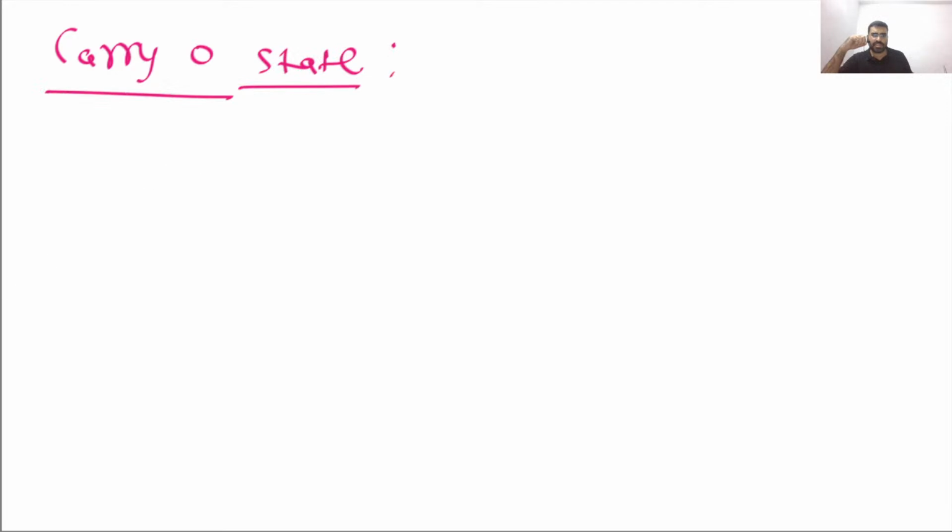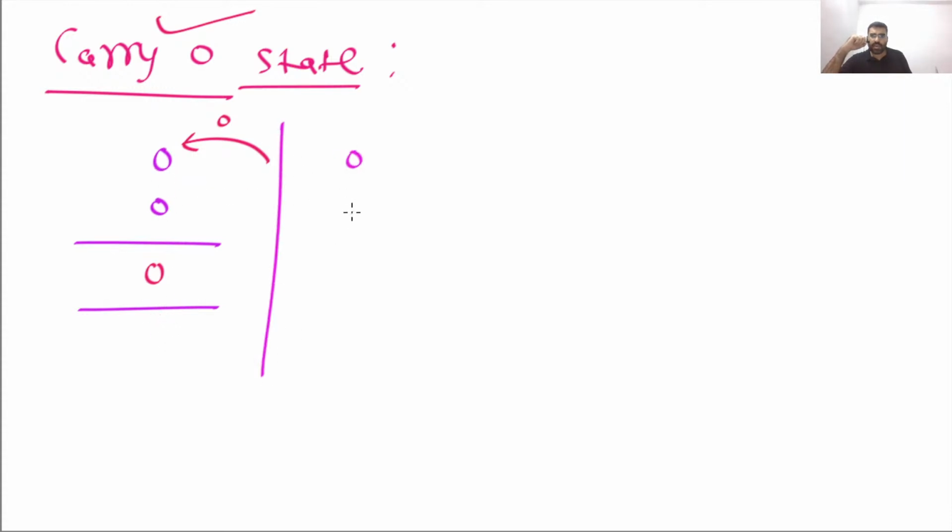Let's look at the carry 0 state. What will happen in the carry 0 state? You can notice if the first symbol is 0 and the second symbol is 0, then this symbol must be 0, because the carry is already 0. So if I do 0 plus 0, it should be 0. And if I see 1, then this should go to dead state.